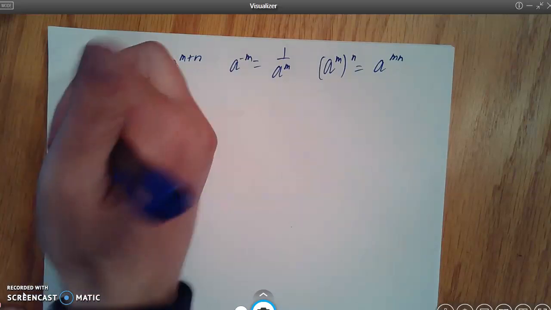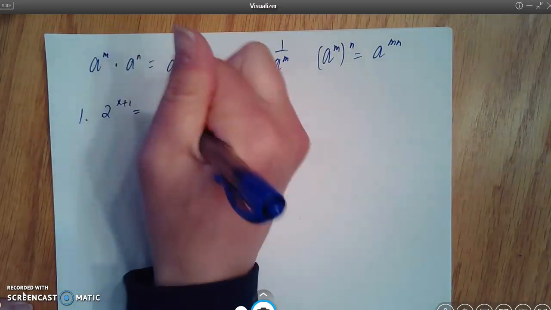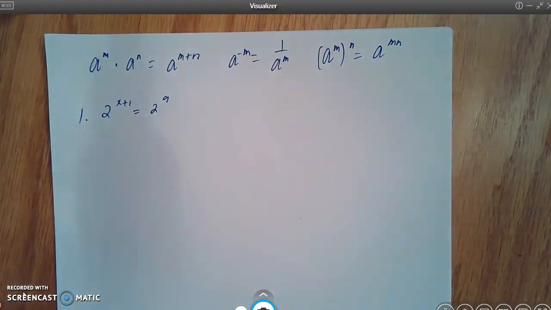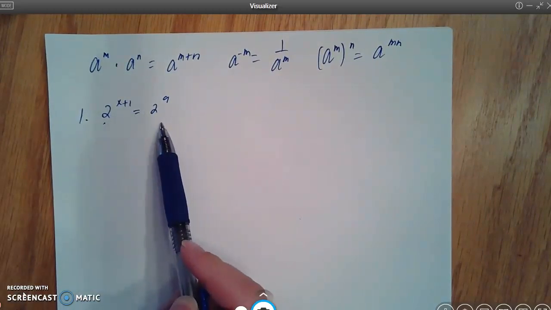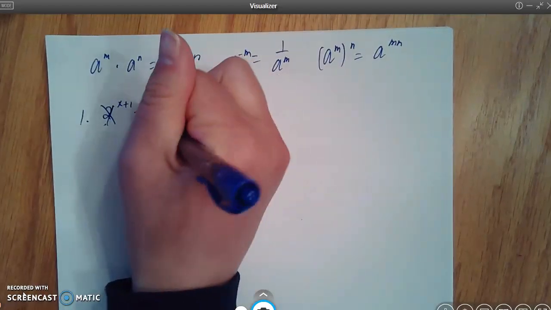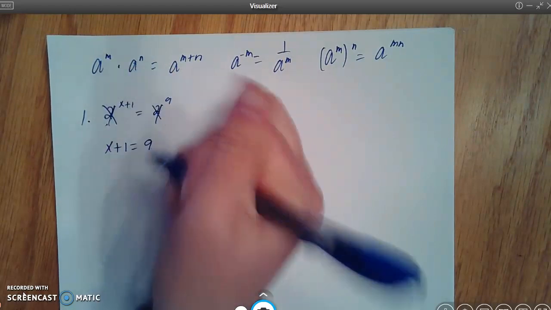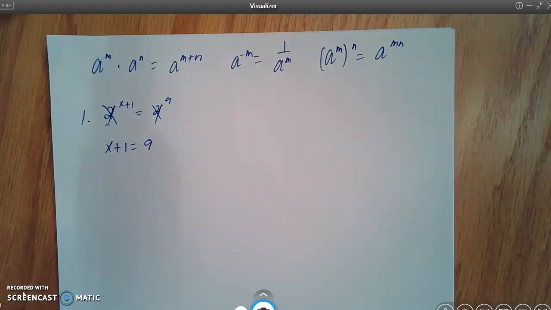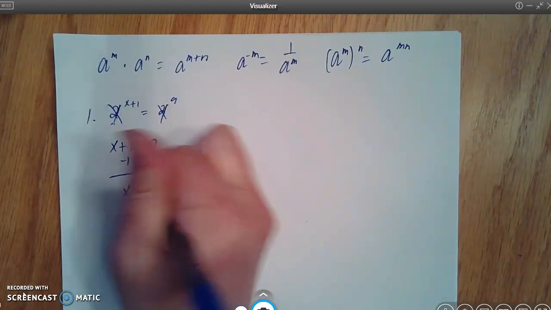So if you have more than one base that's the same on the same side, you need to combine using those rules. If we look at example number 1, we have 2 to the x plus 1 is equal to 2 to the 9th. I need to have one base of 2 on the left, one base of 2 on the right, which is what I currently have. So when that happens, these bases are essentially going to cancel each other out, and I'll be left with x plus 1 equals 9. And you just need to go through and solve for x. So in this case, I'd subtract 1. x equals 8.